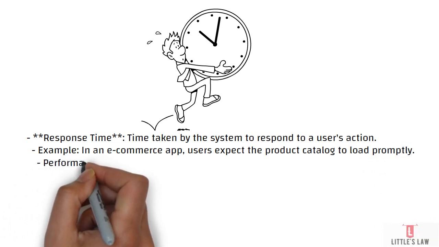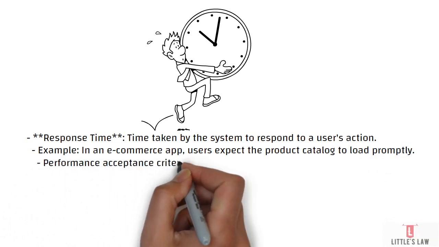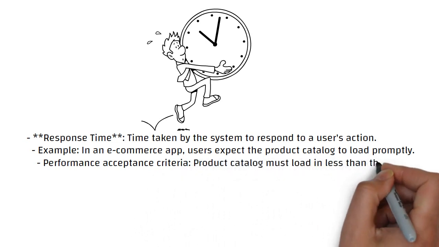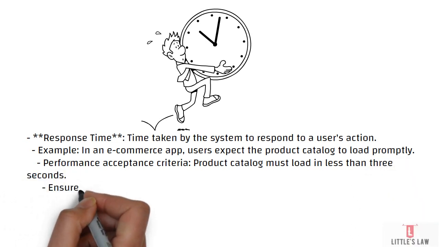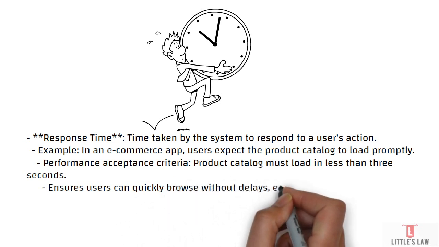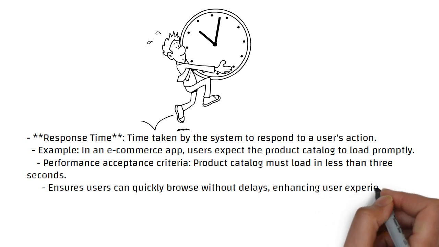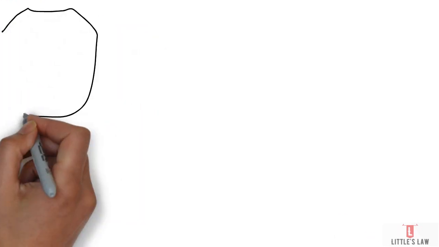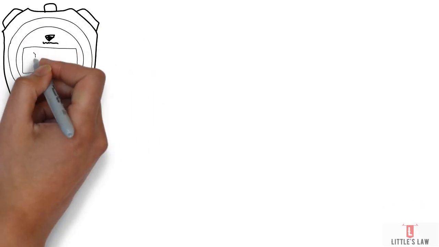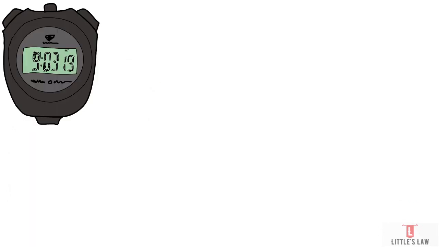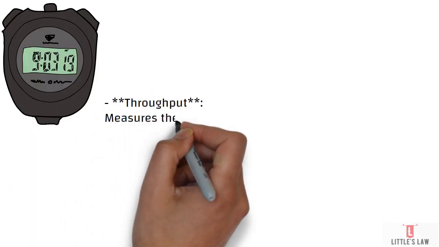Say, for example, you are testing an e-commerce application and the users expect the product catalog to be displayed promptly. A performance acceptance criterion for response time could be that the product catalog must be displayed in less than 3 seconds. This ensures that the users can quickly browse through the catalog without experiencing delays, leading to a positive user experience. The second part is throughput. Throughput measures the rate at which the system can handle a certain number of transactions or requests per unit of time.